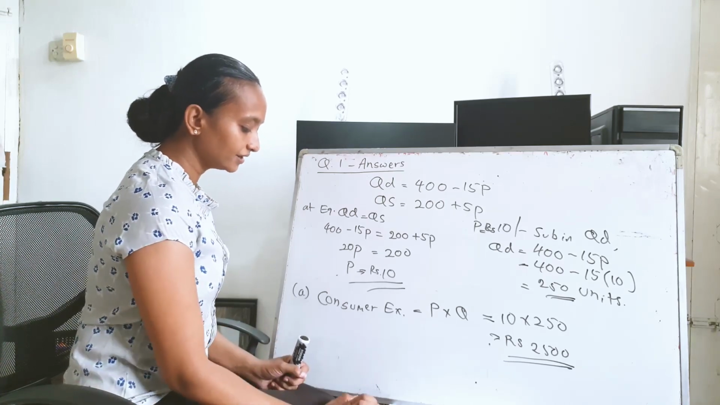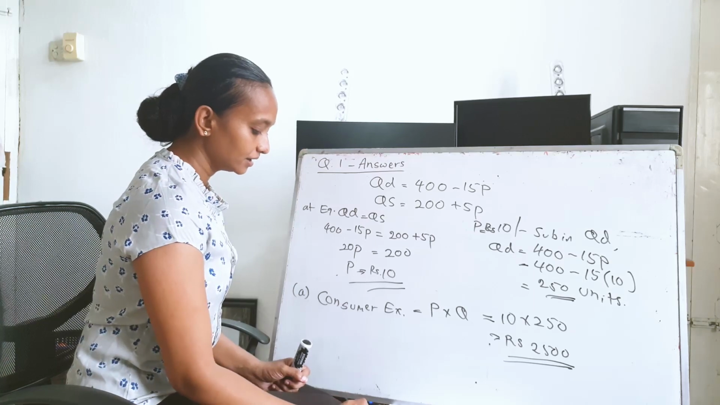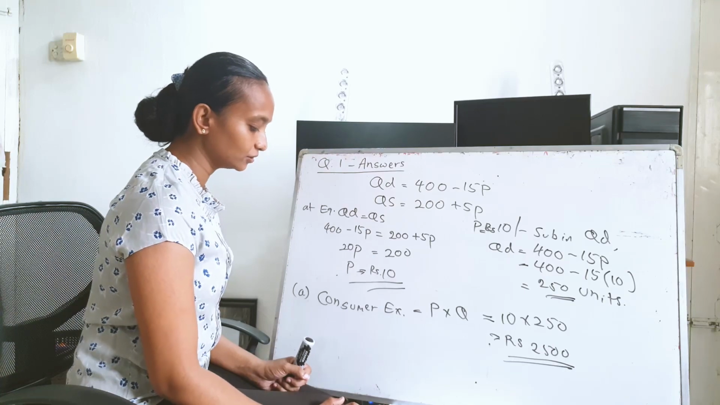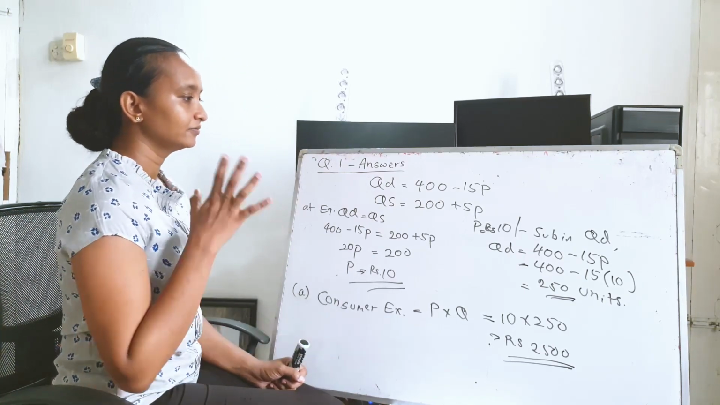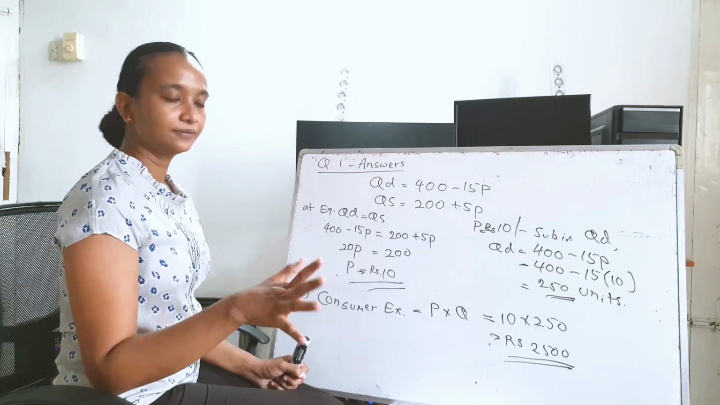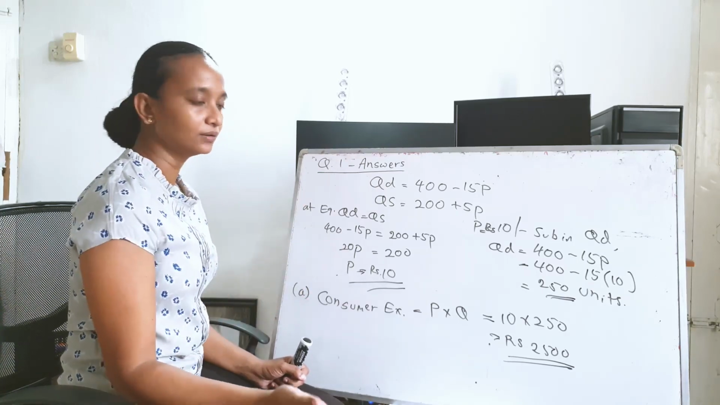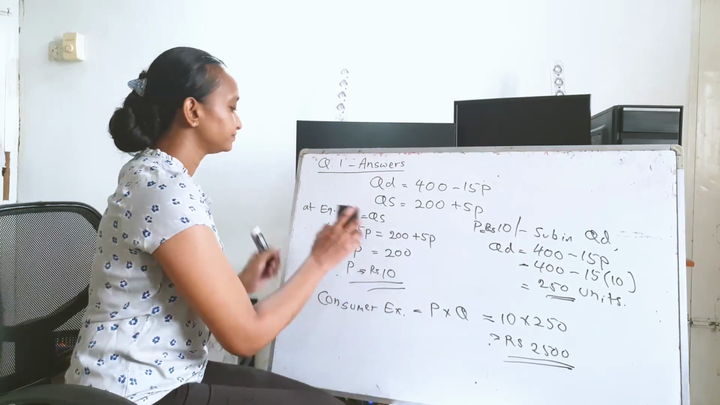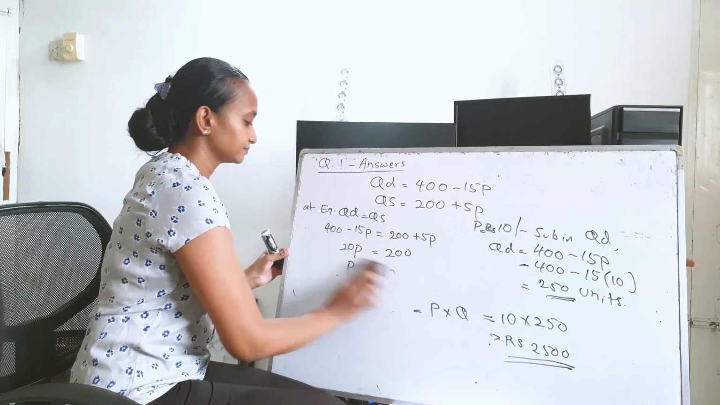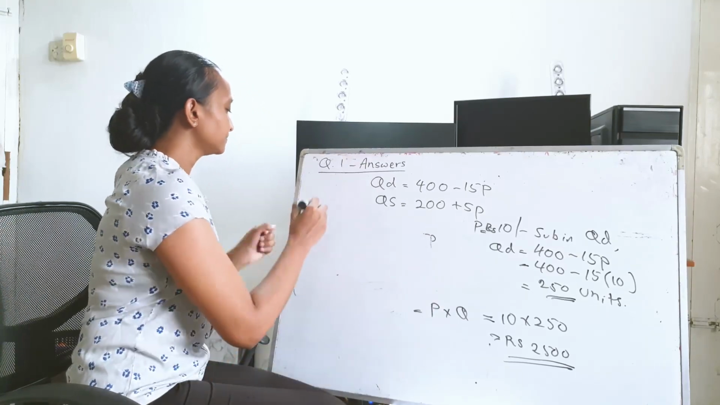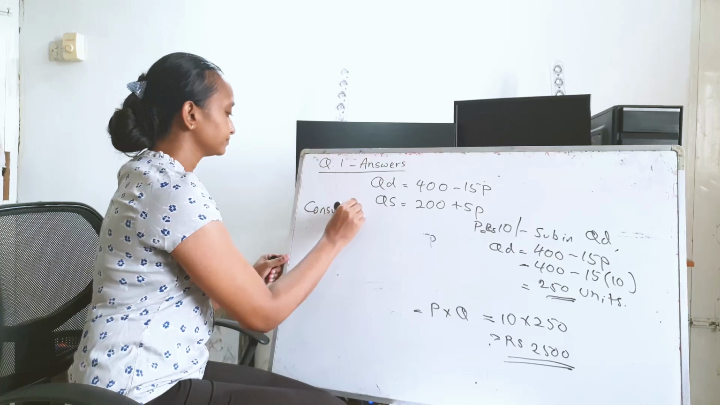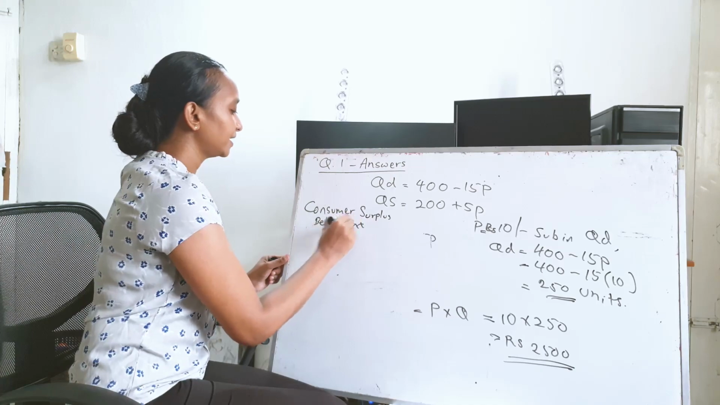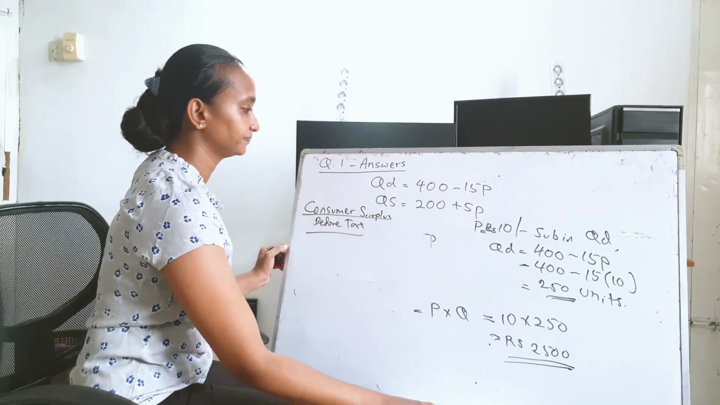Part B, if the government imposes a unit tax of 4 rupees on producers, what is the value of loss of consumer surplus? To do that, first you have to find consumer surplus before tax and consumer surplus after tax. So here, consumer surplus before tax, and then I will find consumer surplus after tax.